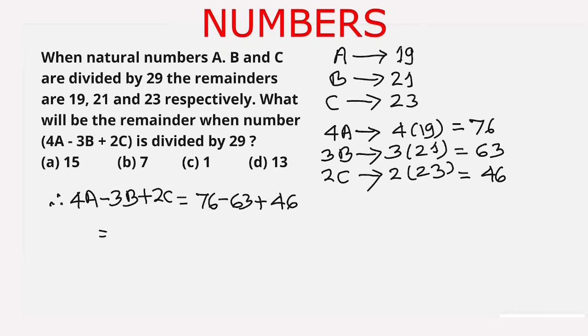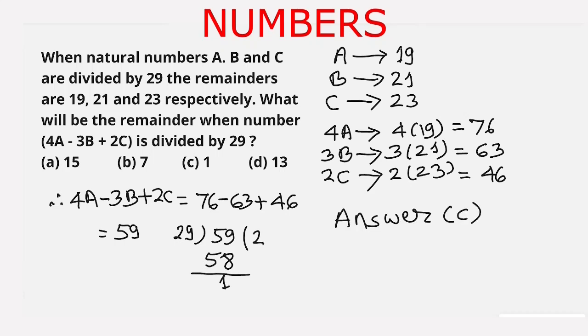76 minus 63 is 13, and 13 plus 46 is 59, and 59 divided by 29 is 29 times 2 is 58, and remainder is 1. 59 minus 58 equals 1. So from the given options, our answer will be option C, 1.